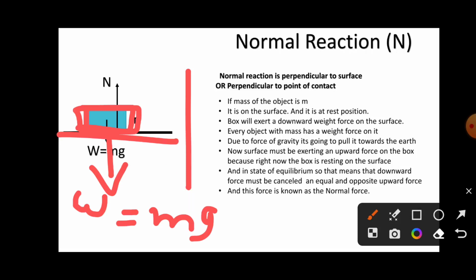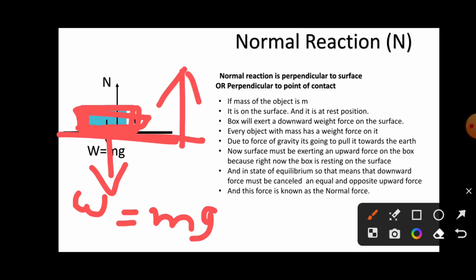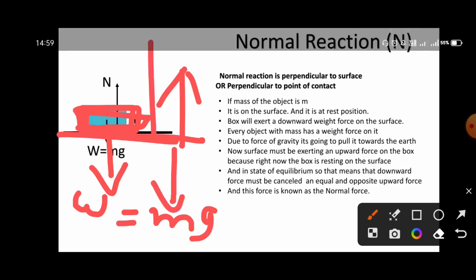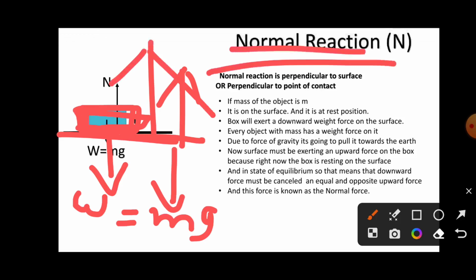Now the surface must be exerting an upward force, because we see the box is at rest, in a state of equilibrium. That means the downward force must be cancelled by an equal and opposite upward force, and this force is known as the normal reaction force.